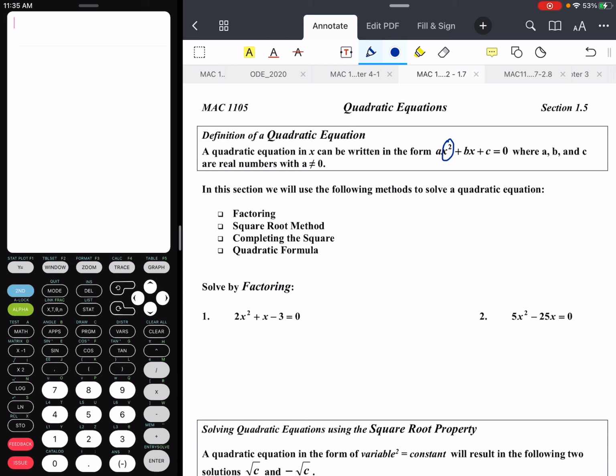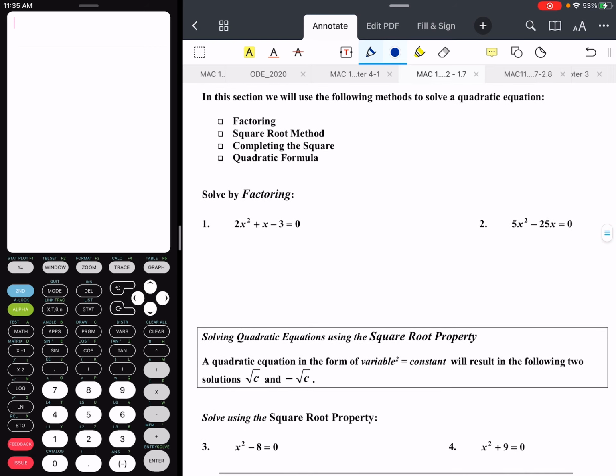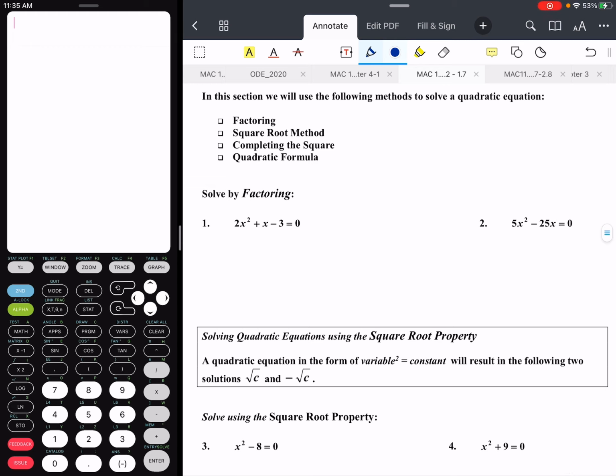Basically, quadratic equations just look for this x squared, right? If it's a degree 2 polynomial equation, if the highest exponent you see is a 2, you're looking at a quadratic equation. All right, so there are different methods for solving quadratic equations, and we're going to see all these different methods. The first we're going to look at is factoring. You guys are probably familiar with this.